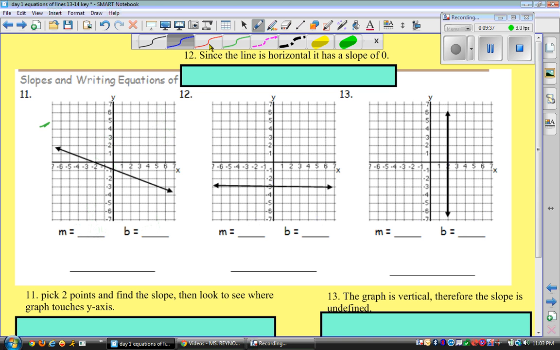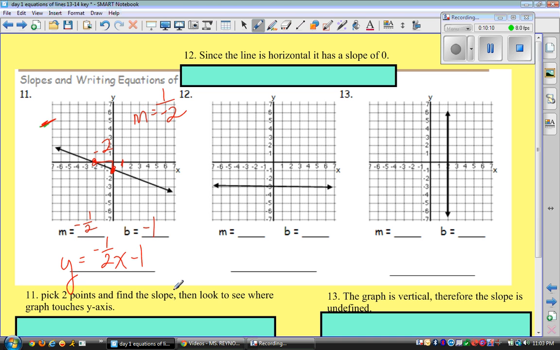Same thing on these. I look and see where it's touching the y-axis. I see it's touching at -1. I also notice that it's touching at -2. So again, it's pointing in a negative direction, so I know my slope's going to be negative. I rise 1 and I go backwards 2. So my slope is rise 1, go backwards 2, giving me negative 1/2. So my answer would be y equals negative 1/2 x minus 1.